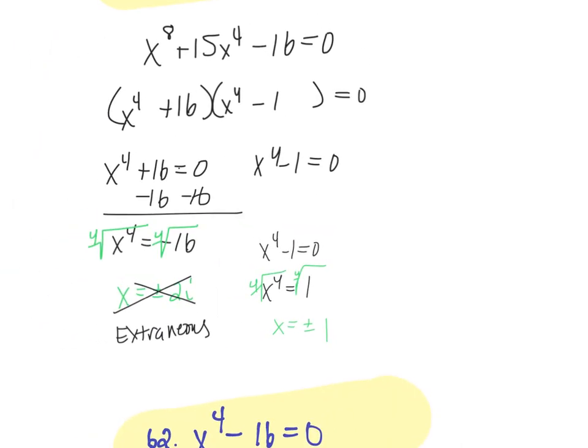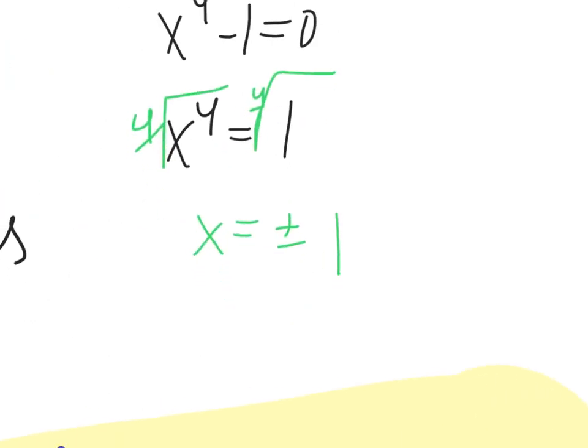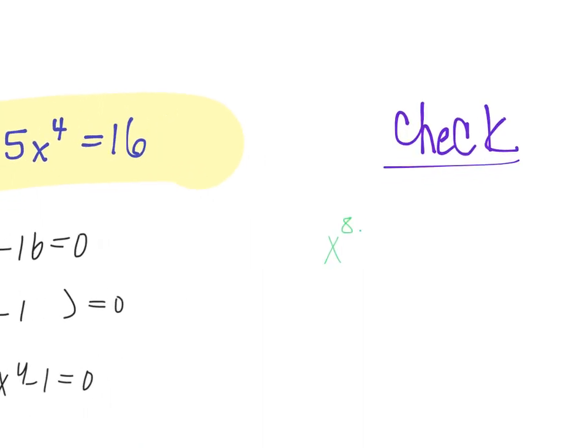So can I check to make sure this is right? Absolutely. Wait, but what do you do with the plus or minus? It's x equals 1 and x equals negative 1. You have to plug them both in. Good. So my equation was x to the 8th plus 15x to the 4th equals 16, right?